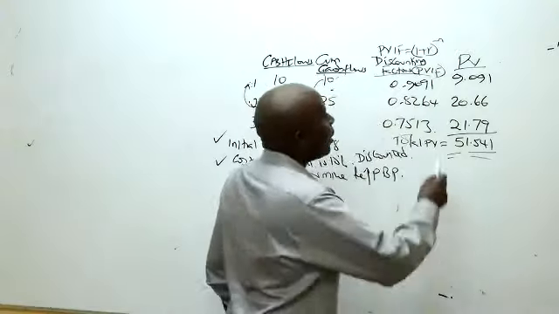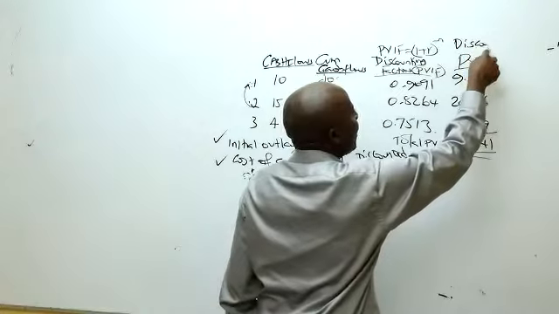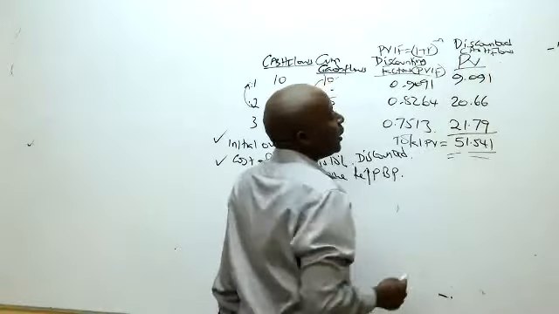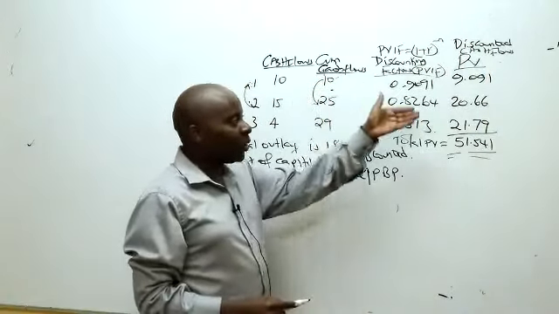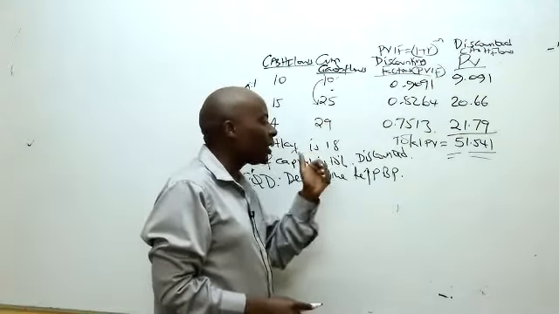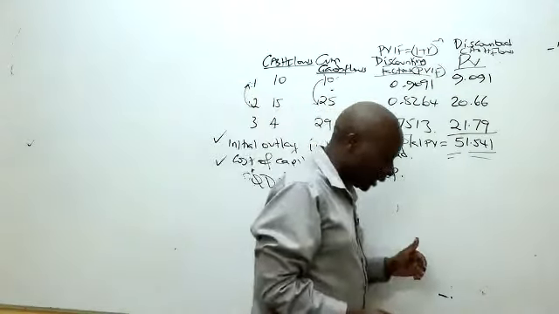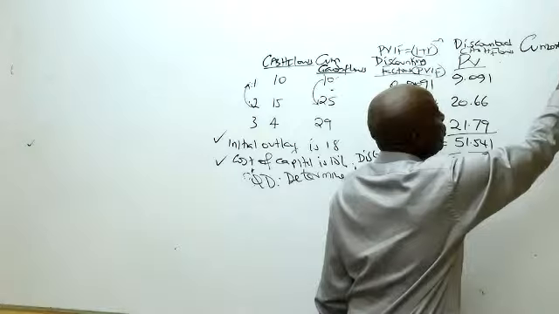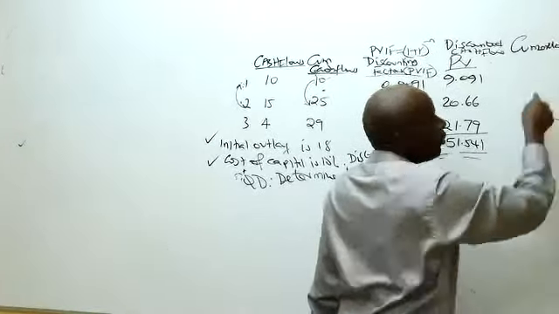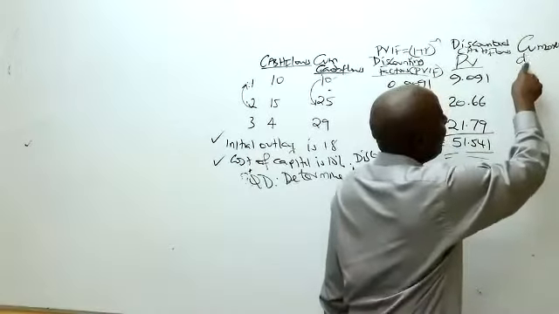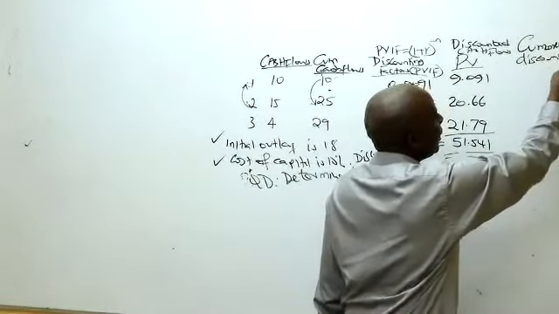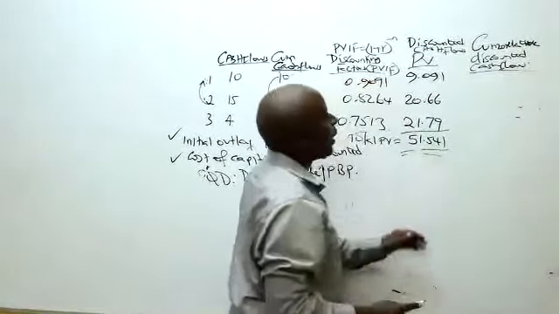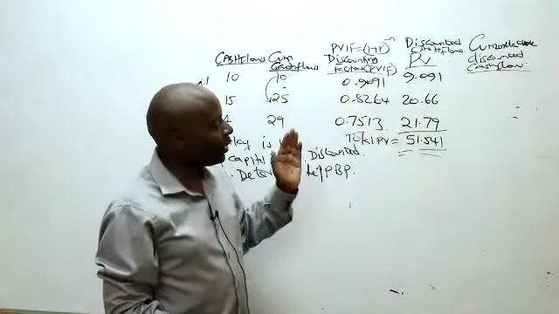So these are our discounted cash flows. And once I have my discounted cash flows and I'm in need of getting the payback period, what I need to do is to come and give them the cumulative. Give us this cumulative discounted cash flows. We are accumulating these cash flows downwards.